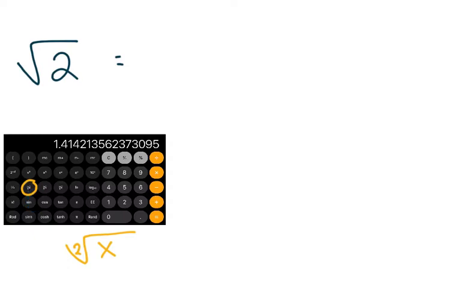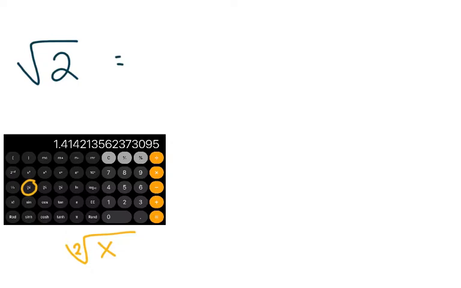1 times 1 is 1. 2 times 2 is 4. So the square root of 2 is something around here. And this is not a whole number. And it's not even a rational number. This is an irrational number. It doesn't make sense because there's nothing times itself that equals 2.